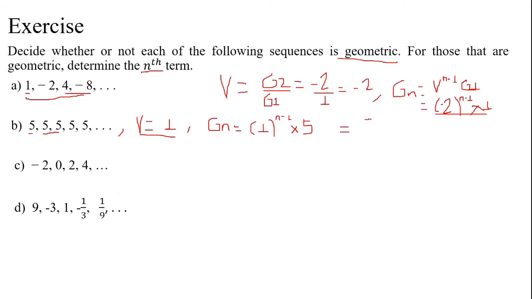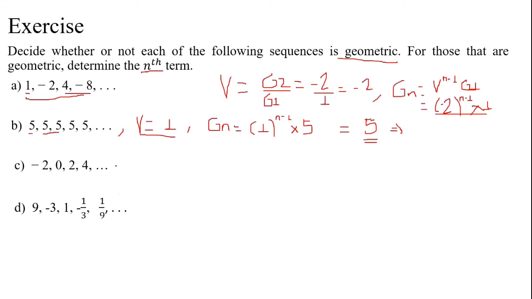So for any value of n, the sequence Gn is 5. That means this geometric sequence Gn is independent of its domain. So G1 is 5, G2 is 5, G3 is 5, and so on. So this is a geometric sequence. So let's continue for C.